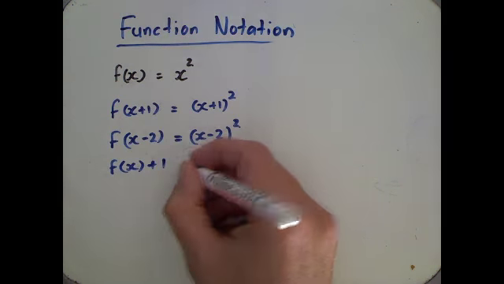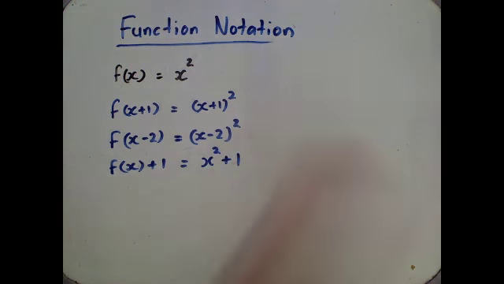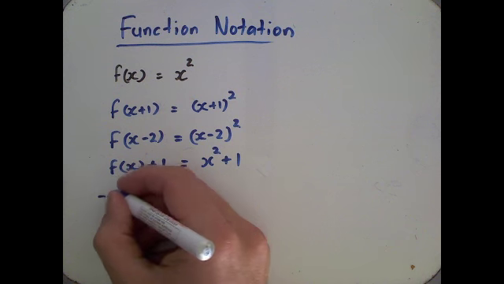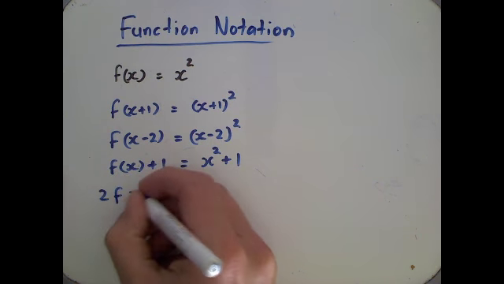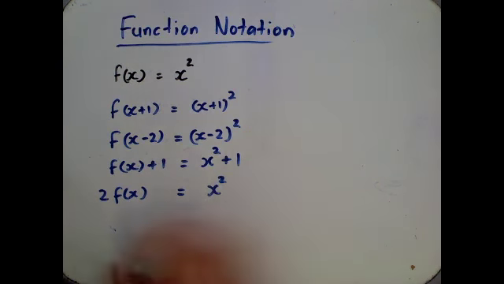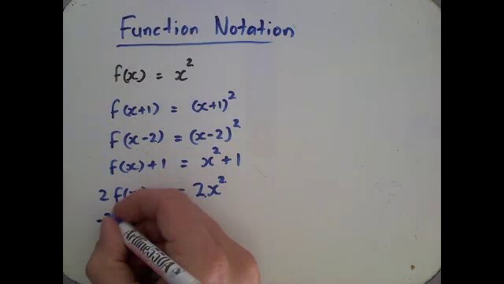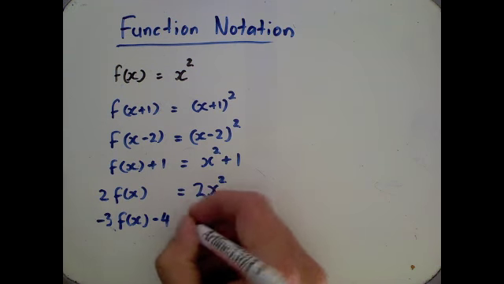What about f of x plus 1? Well, f of x is simply just x squared, and then we have plus 1 on the end. Alright, let's look at having 2 multiplied by f of x. Remember, f of x is simply x squared, and then we're just multiplying that by 2, so we're going to get 2x squared.